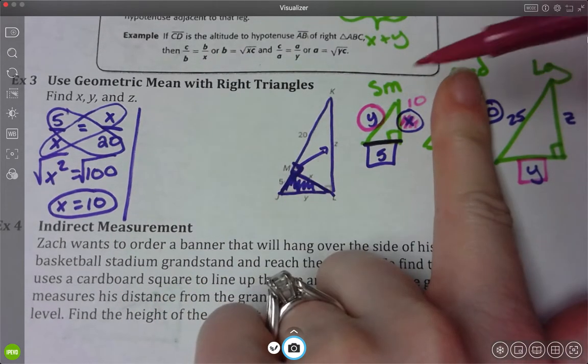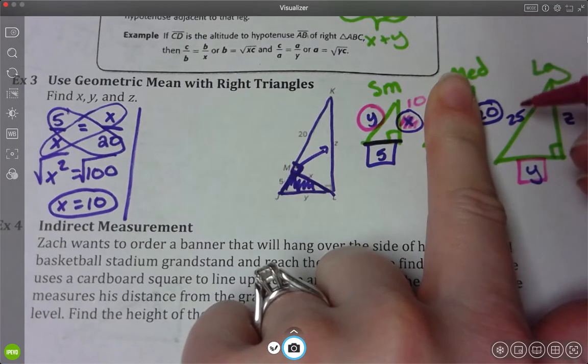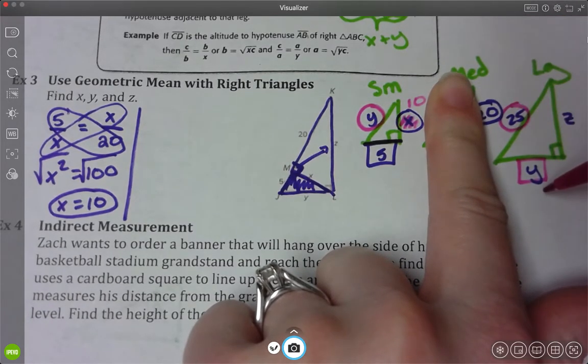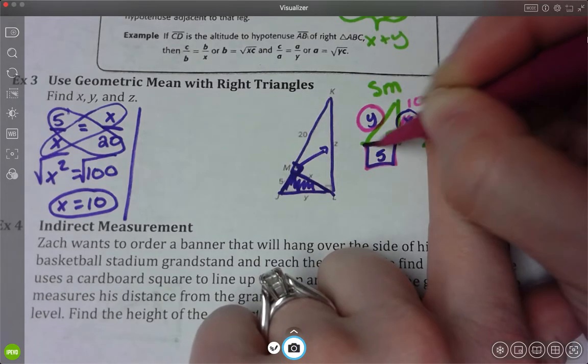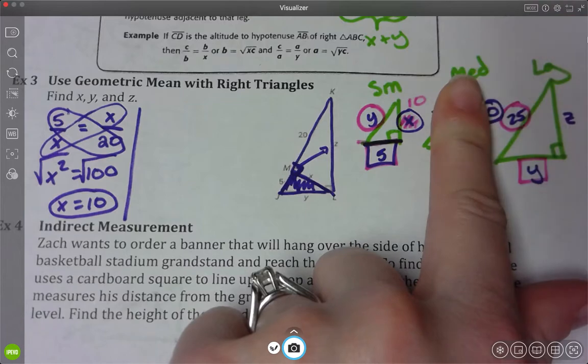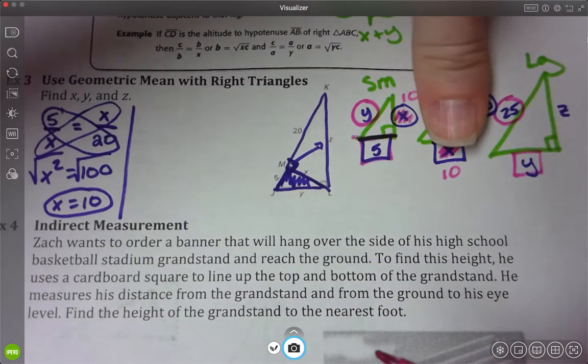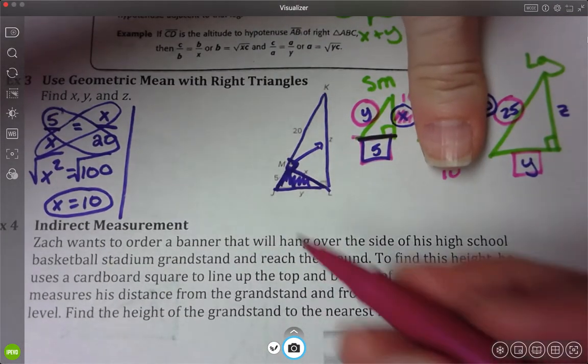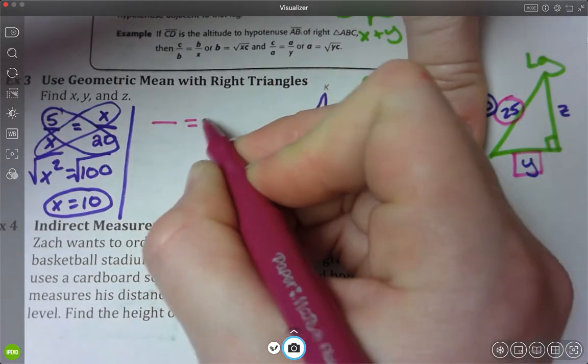Okay, so Y in this case is going to be the same as 25 over here. This Y in this case is going to be the same as 5 over here. Okay, so that's kind of how I'm going to set this proportion up. All right, small and medium we're comparing. Okay, so keep your finger over the middle piece, and I'm going to set up my proportion.